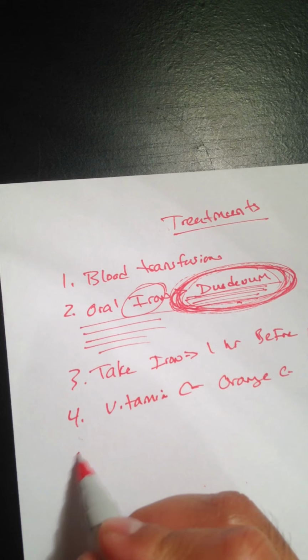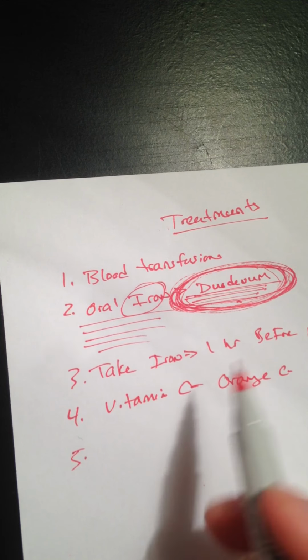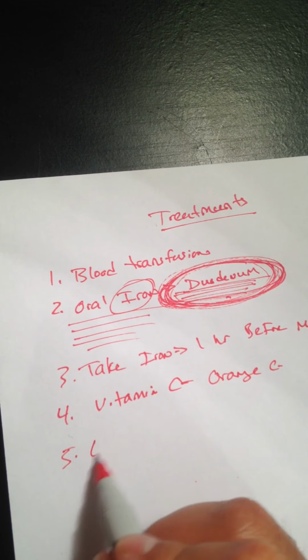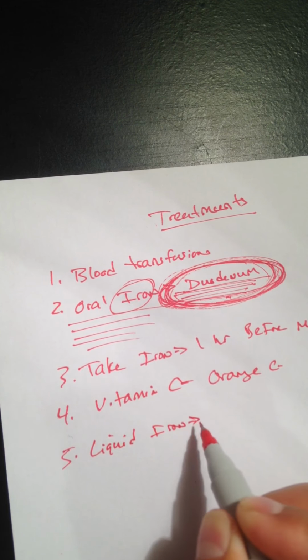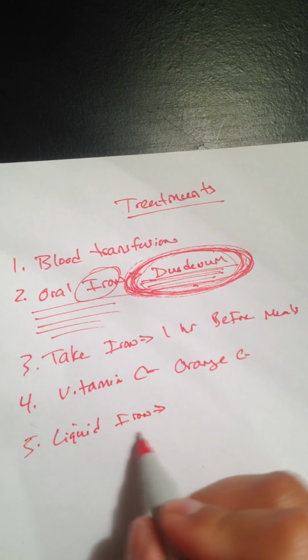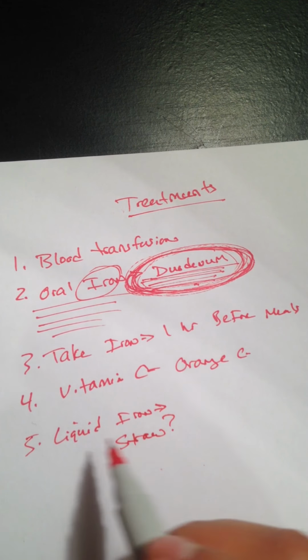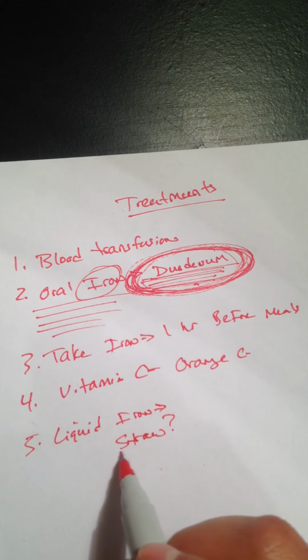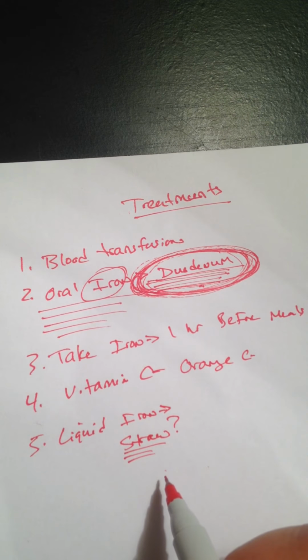Now, there may be some instances where they may be unable to swallow pills. They prefer liquid. You can give liquid iron, but if you give liquid iron, make sure you inform them to drink the liquid iron with a straw. Why? Because iron will stain teeth. So again, you tell them to drink with the straw to prevent the teeth from being stained.